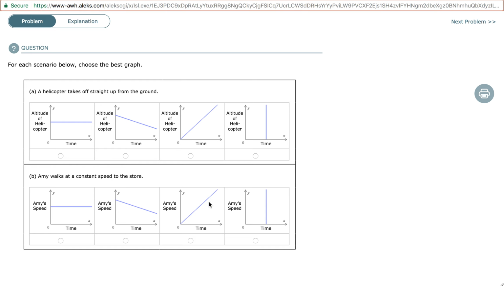So which of the three graphs best fits the description? Amy walks at a constant speed to the store. That would be the first graph. Again, this shows that she remains at the same speed over time.